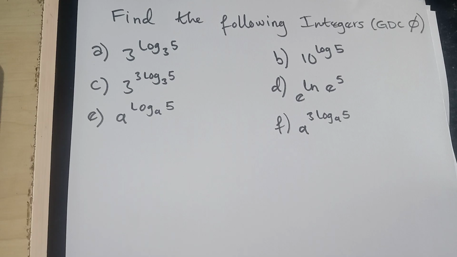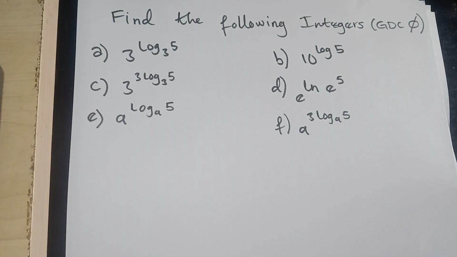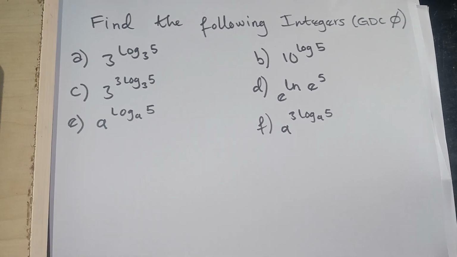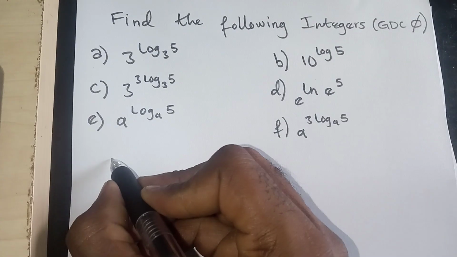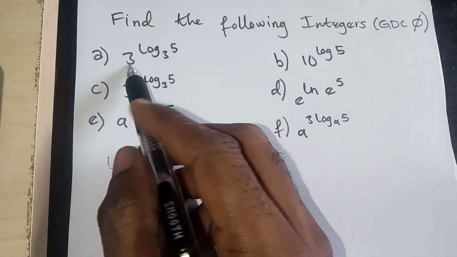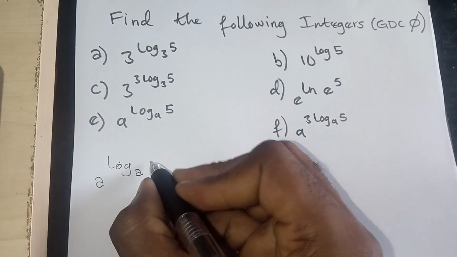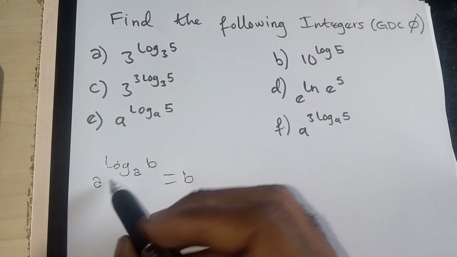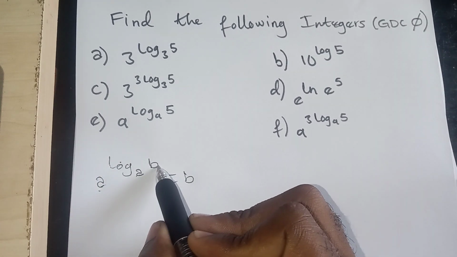Okay, so find the following integers without using your GDC. To do this without the use of your calculator, regardless of what type of calculator you are using, you just need to know this rule. When you have a log like this, let's say you have log a of b, then your answer will simply be b, provided these two are the same.